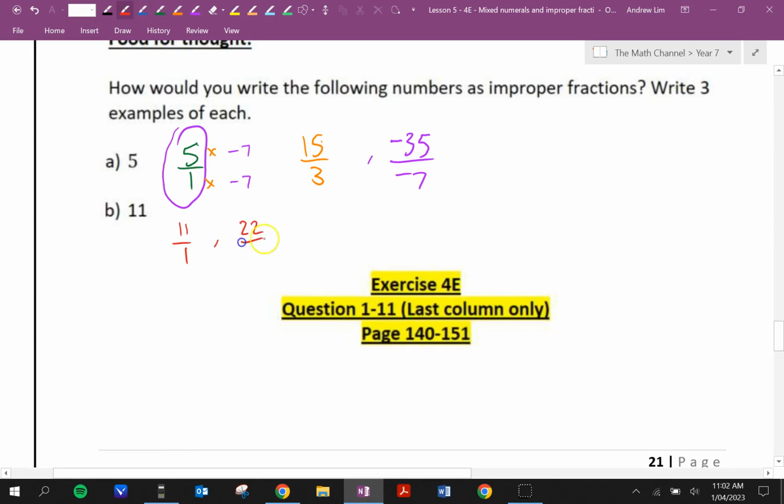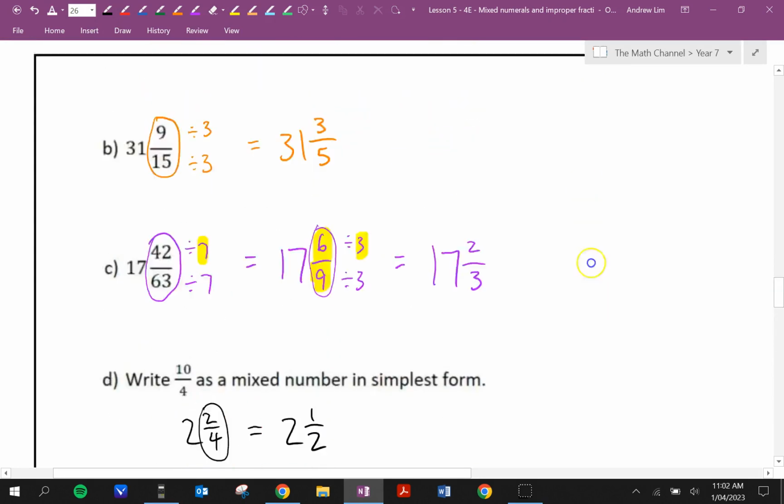You can do 22 over 2. You can do 33 over 3. Okay, you could have done 110 over 10. As long as you multiply the top and the bottom by the same number. Lots of different answers.